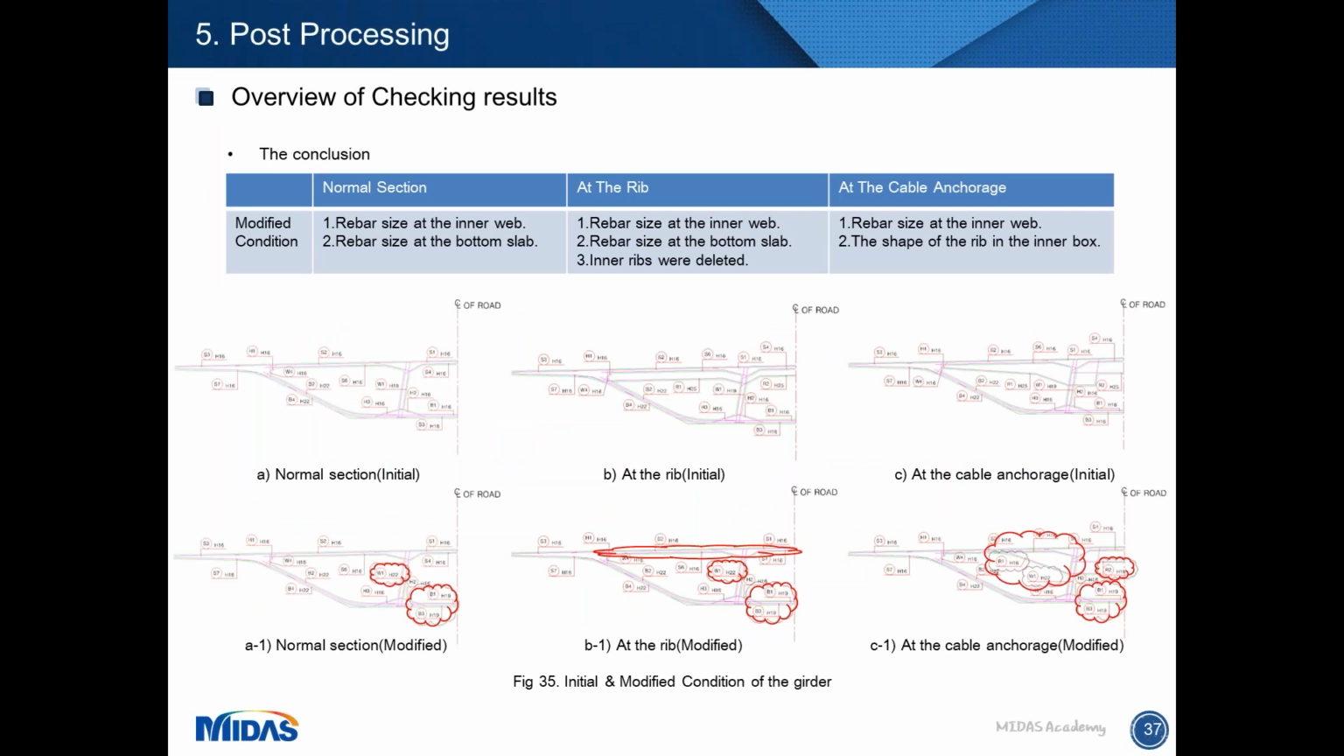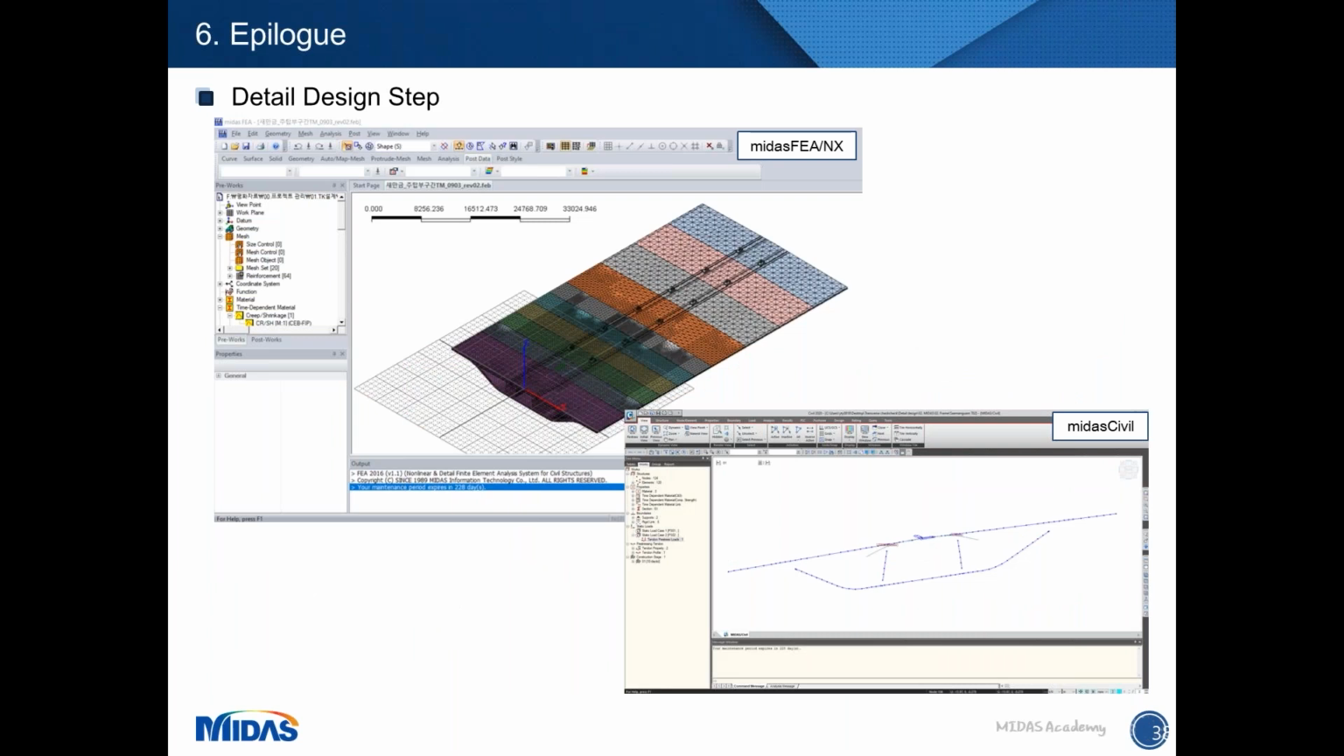The results of the design are shown in the figure. In the final step, I adjusted reinforcement size, and to get reasonable design results, I removed some ribs which are not necessary. So these ribs are deleted.